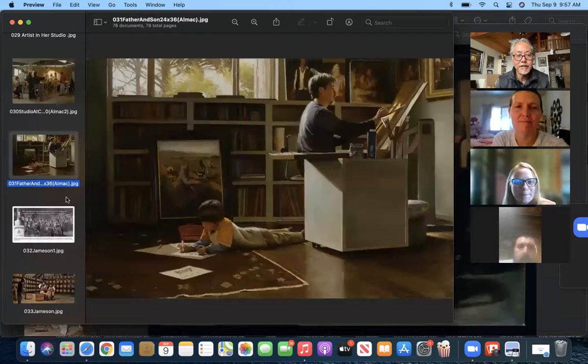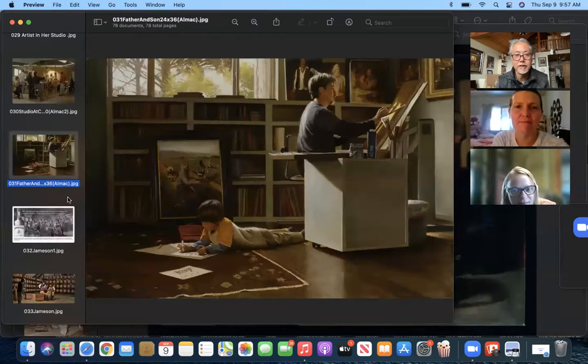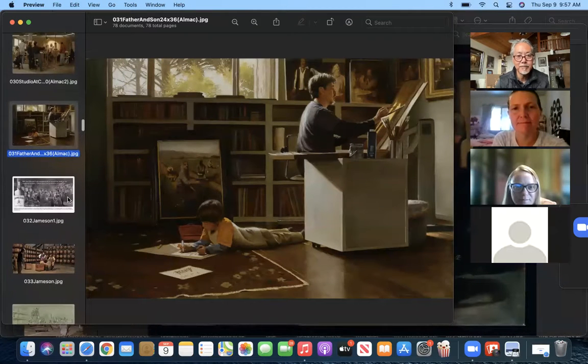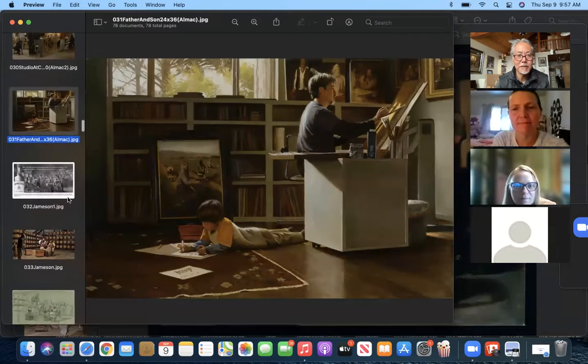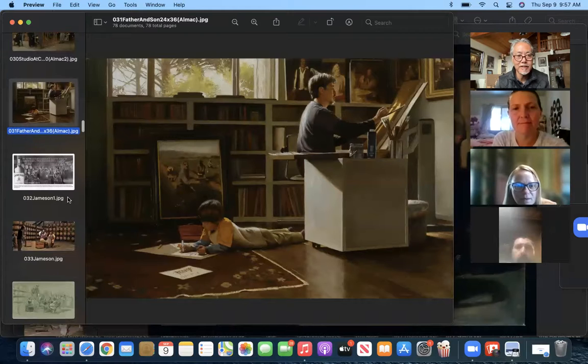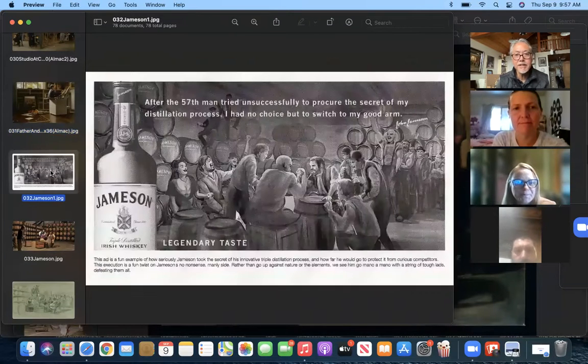This is another self-portrait of myself in my studio, which I'm talking from at this very moment, with my son. He's now 20 years old, but he was probably, I'm guessing, 7 or 8 years old at that time. I'm going to show you this. This is kind of fun.